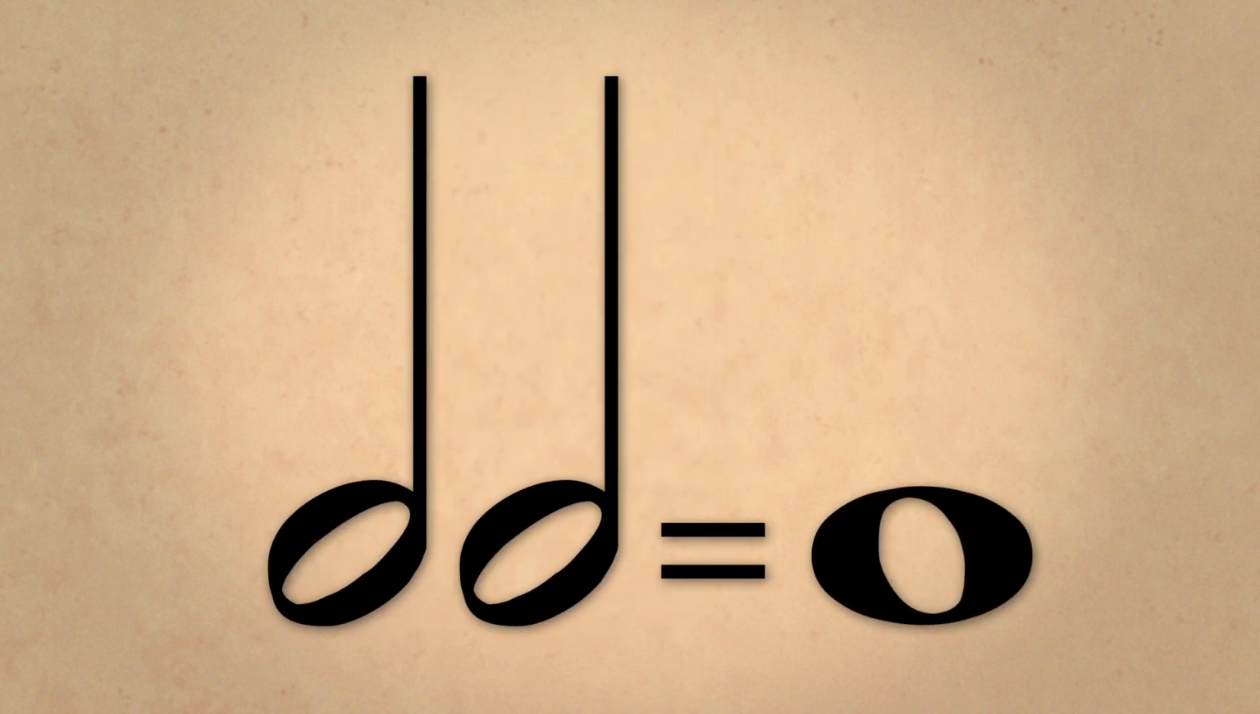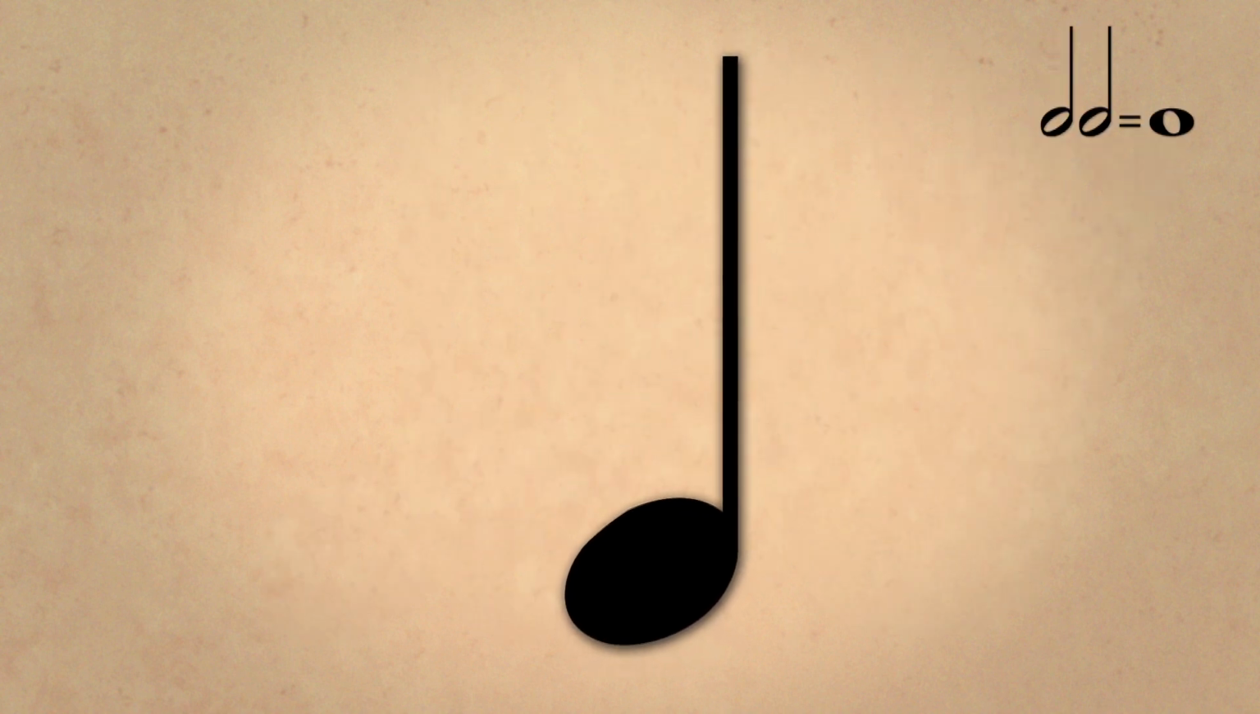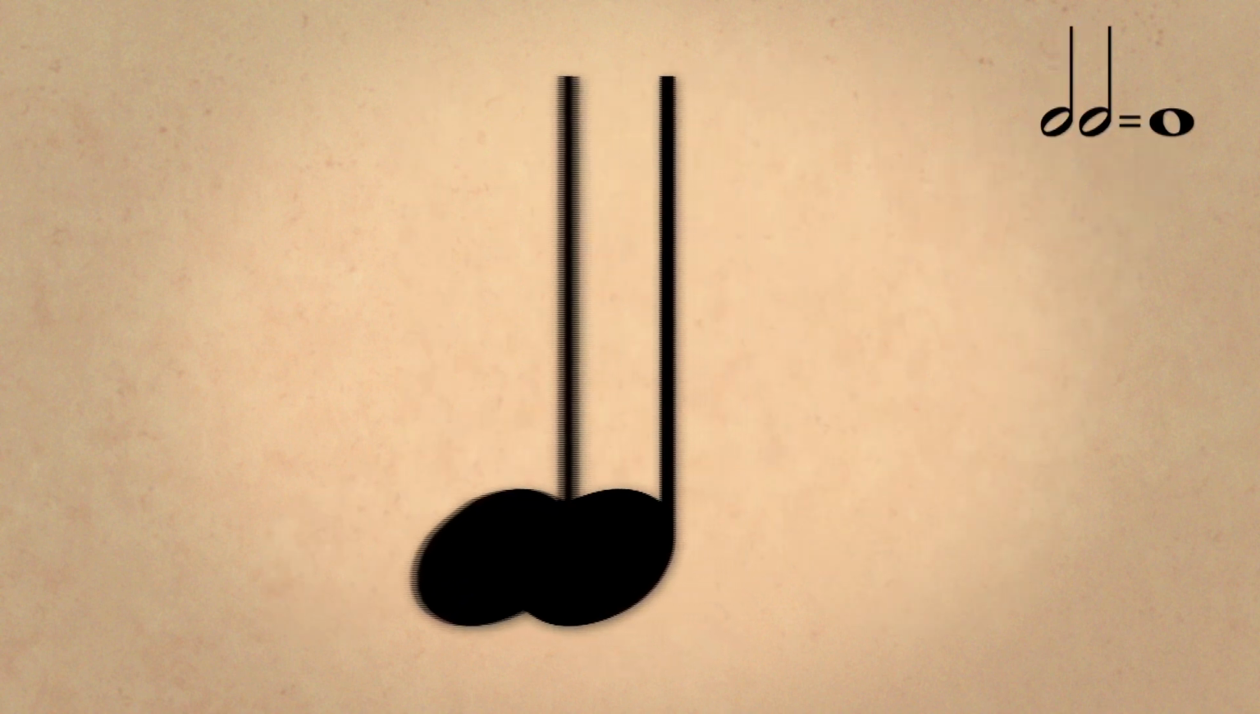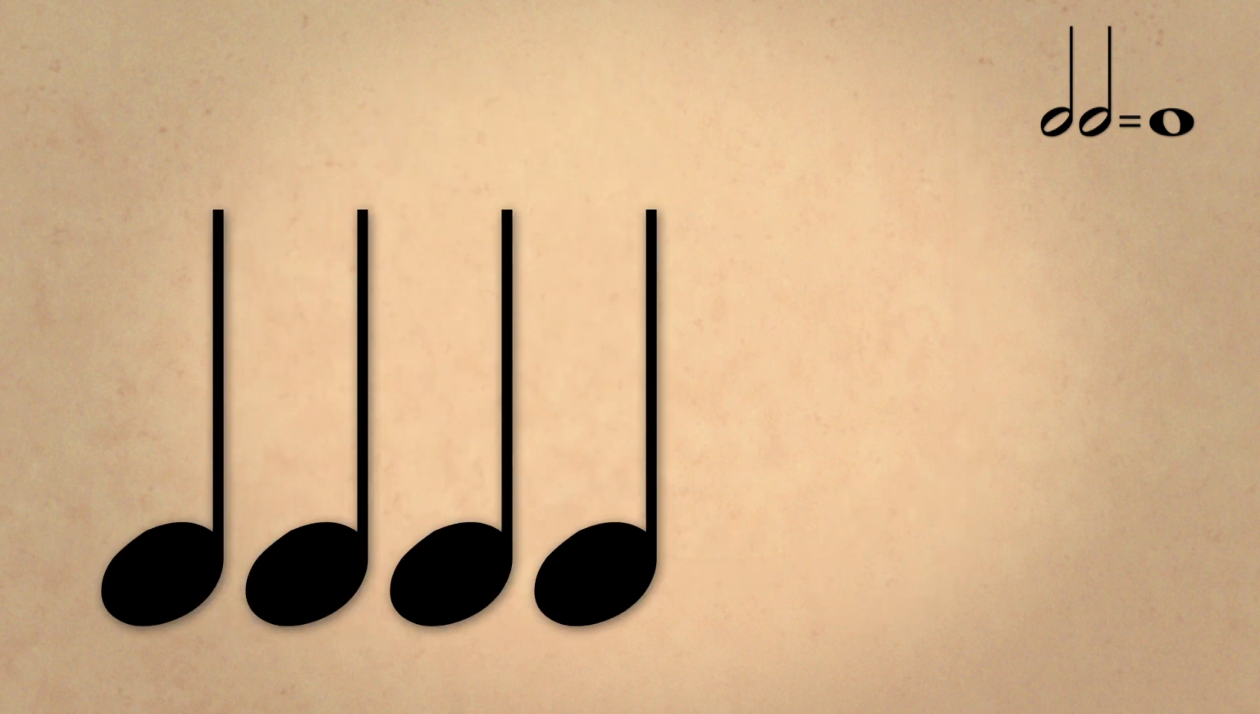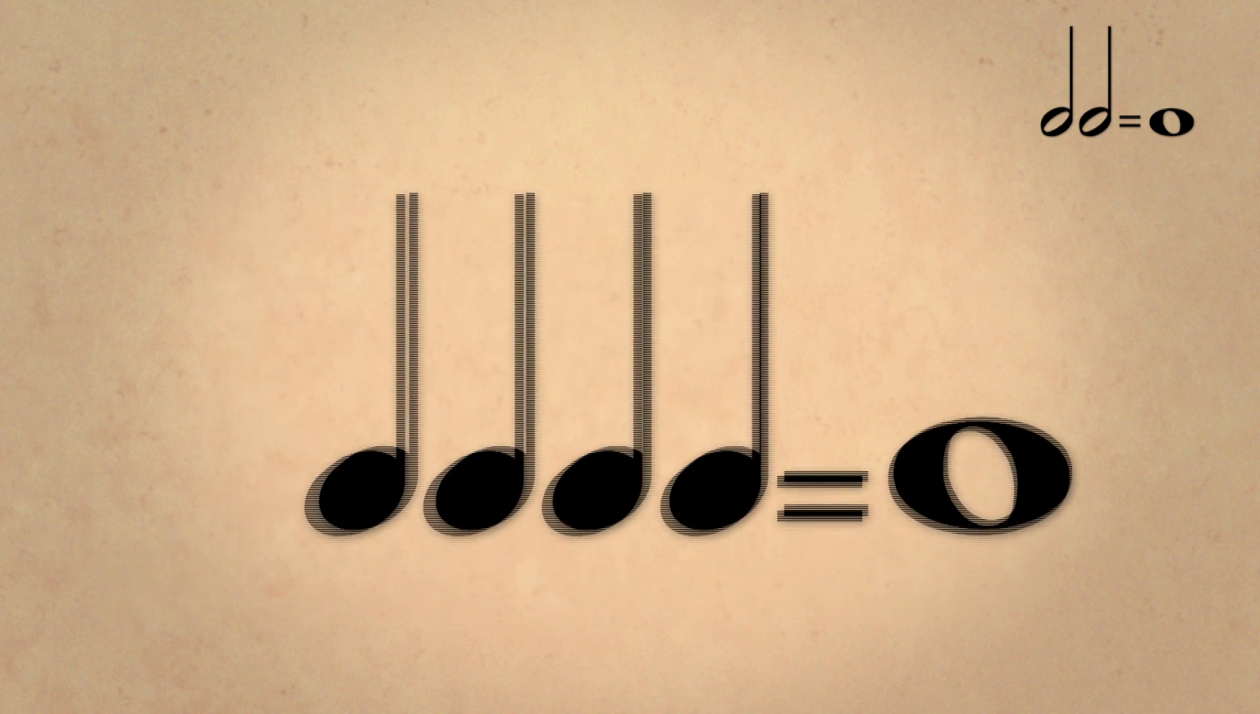A half note, which is a circle with a stem, so 2 half notes equal 1 whole note. A quarter note is like a half note, but it's filled in. 2 of these equal a half note. 4 of these equal a whole note.